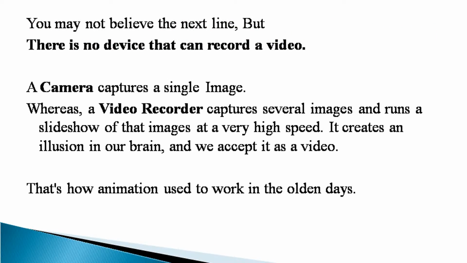There is no device that can record a video. A camera captures a single image, whereas a video recorder captures several images and runs a slideshow of those images at a very high speed. It creates an illusion in our brain, and we accept it as a video.